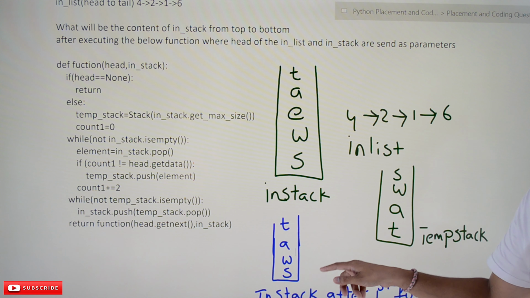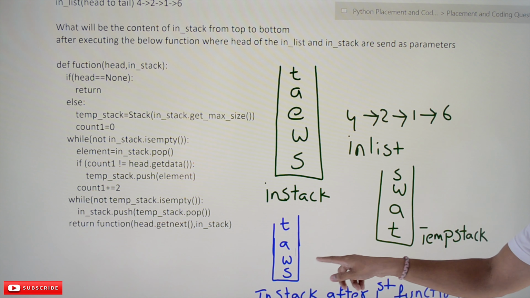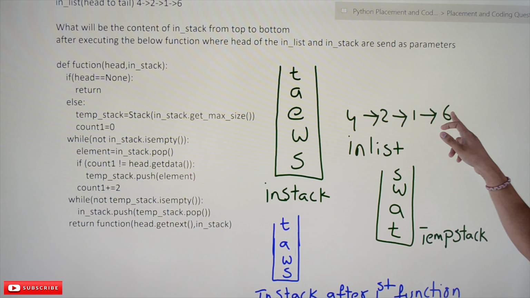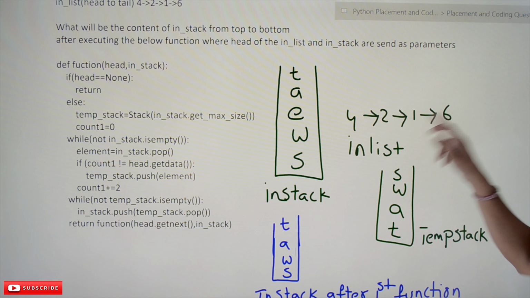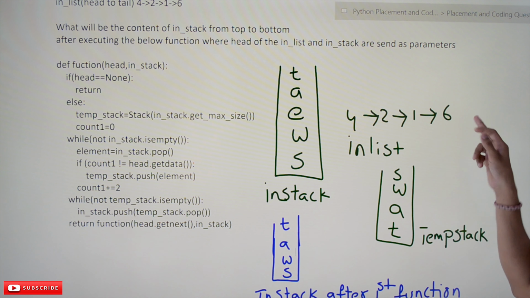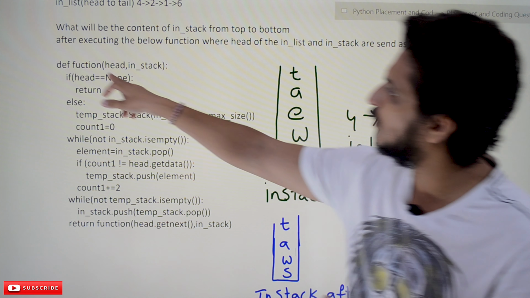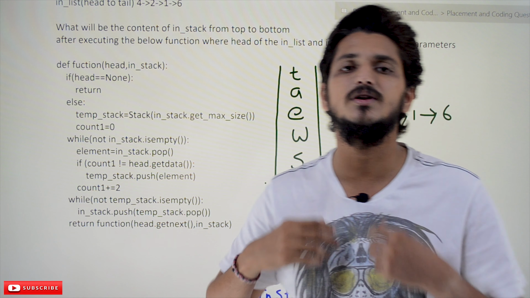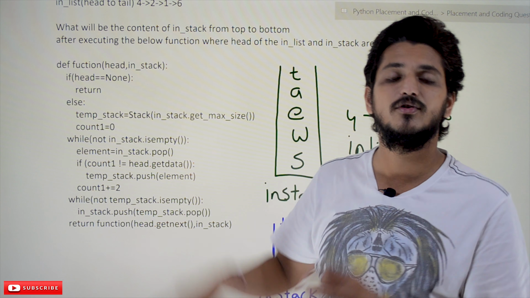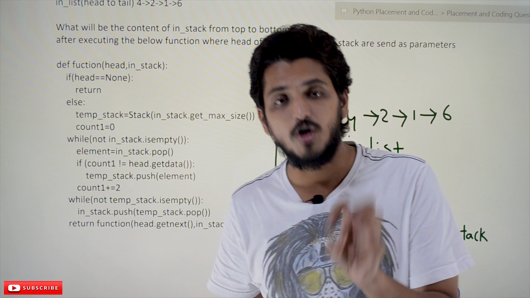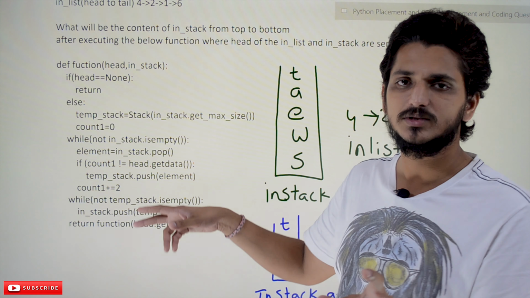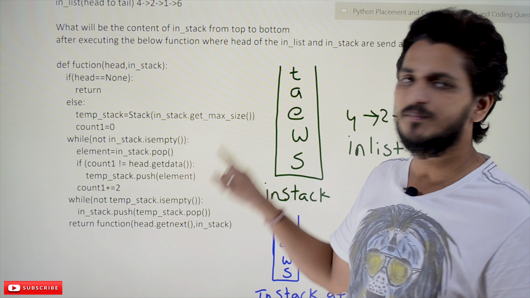What are the elements? You do it. What are the elements that remain in the inStack? I am not explaining it. Next time it will point to 6. Again some elements will remain in the inStack. Next time it will point to a null value. Whenever it is pointing to a null value, it just returns. So this function call will execute 4 times. So after executing 4 times, the output is TWS.